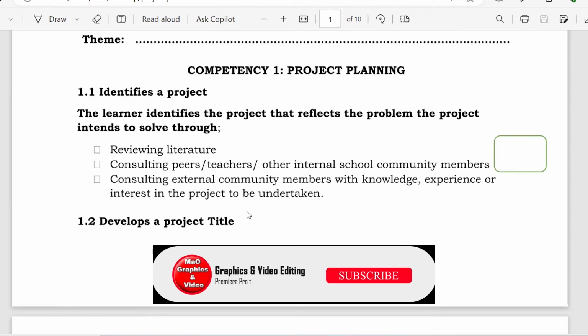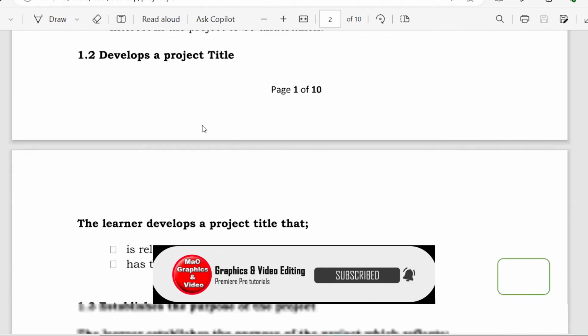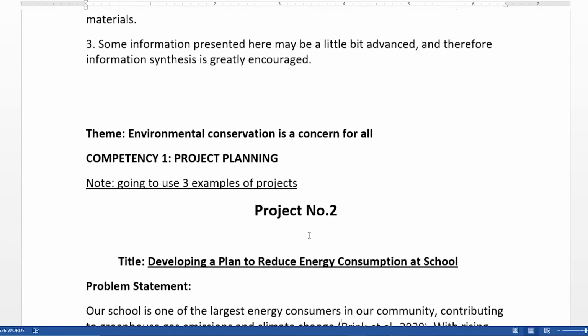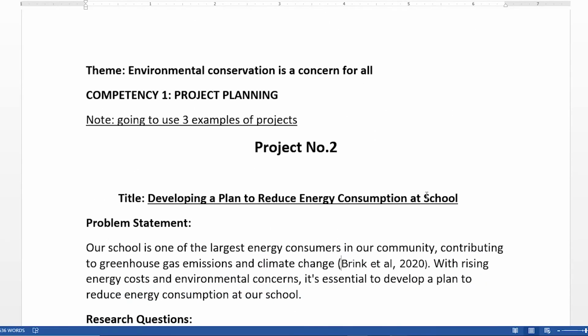Next, after identifying the project, you're supposed to write a title, and the learner's title should be related to the theme and also between 7 to 25 words. So if you look at this, developing a plan to reduce energy consumption, which is posing a threat to climate change, how the greenhouse gas emissions are affecting the ozone layer. Therefore, this is related to the theme, which is environmental conservation. And the title also qualifies in the number of words: developing a plan 1, 2, 3, 4, 5, 6, 7, 8, 9. They are between 7 to 25 words.